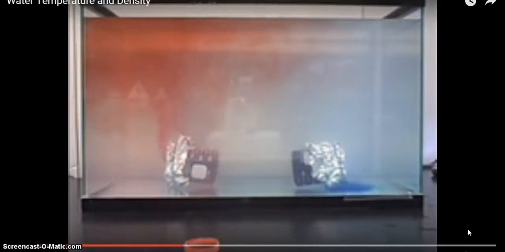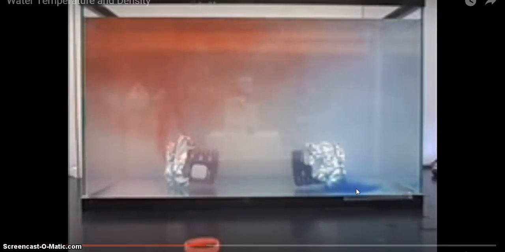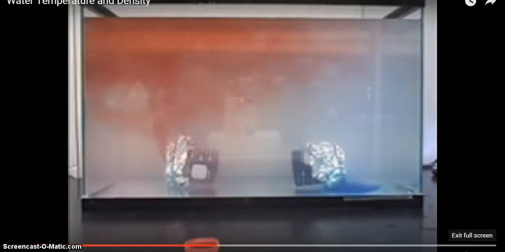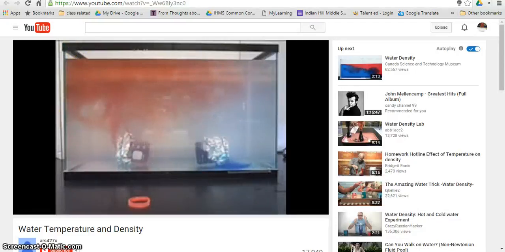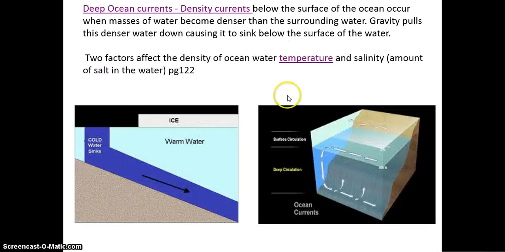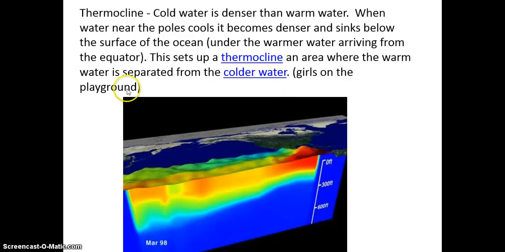Alright, if you're watching this, you can see the red is warm water. It's rising to the top. The blue is very cold water. It's sinking to the bottom. This will cause deep ocean currents. The colder the water is, the more it'll sink. Okay, thermocline. Cold water is denser than warm water. When water near the poles cools, it becomes denser and sinks below the surface of the ocean, under the warm water arriving at the equator. Sets up what's known as the thermocline.